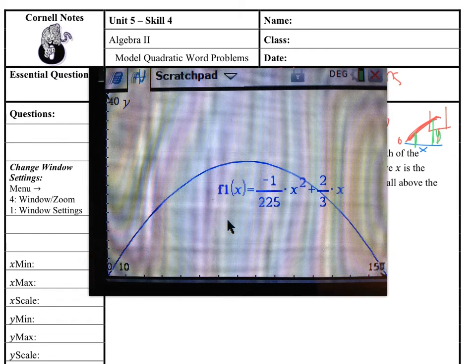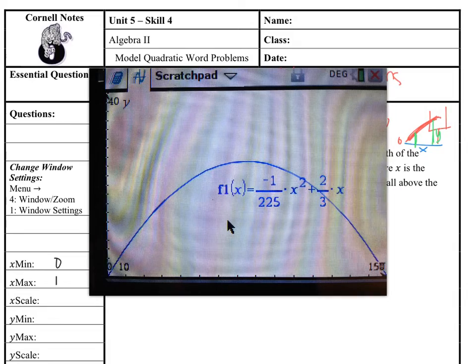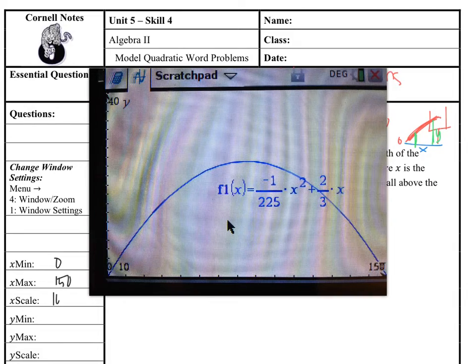So you might want to jot those numbers down on the left-hand side of your paper. We did, again, 0, 150, 10 for the scale, 0, 40, and auto.